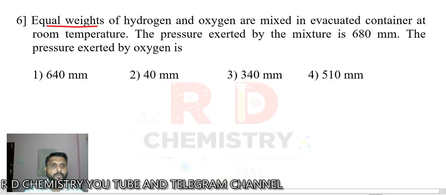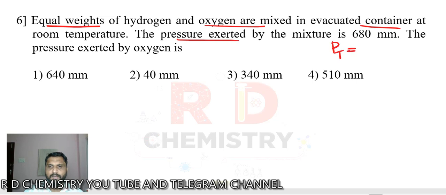Question number 6. Equal weights of hydrogen and oxygen are taken in an evacuated container. The total pressure exerted by the mixture, because there are two gases, is 680 mm of mercury. We have to calculate the partial pressure of oxygen in the mixture. So weights are the same for both. Let the weight of the hydrogen be W and that of the oxygen be W.